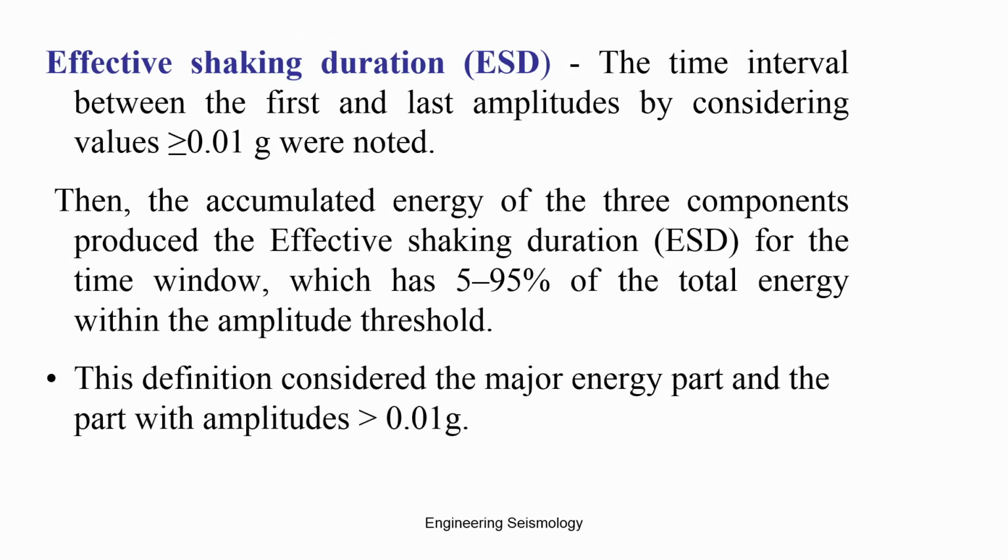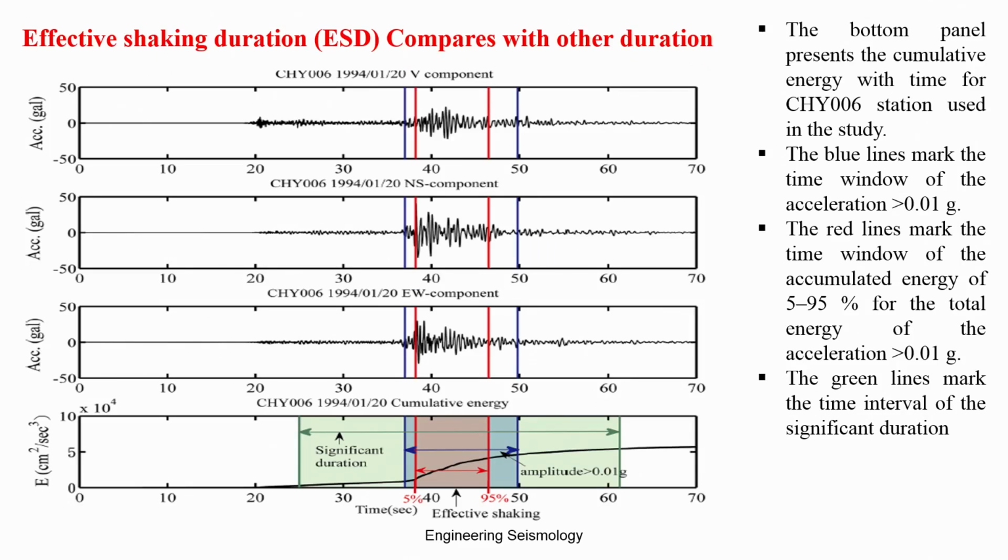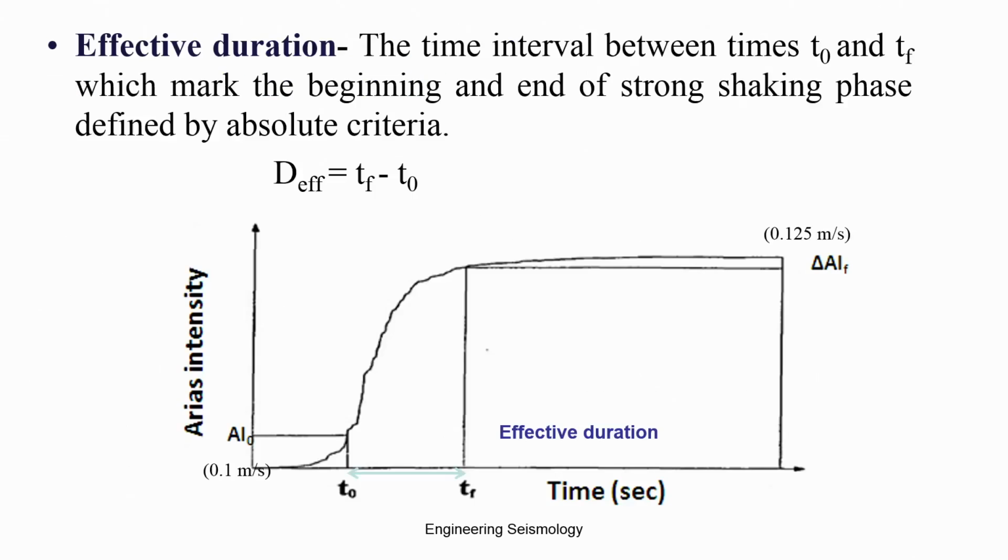The effective shaking duration is the time interval between the first and last amplitude considering the value of 0.01 g. Then the accumulated energy of the three components within the effective shaking duration, EDS, is for the time window that has 5 to 95% of the total energy within the amplitude threshold. This definition considers the major energy part of the amplitude 0.01 g. So, this effective shaking duration has recently been defined based on Japan earthquake data, where they tried to see that the significant and effective durations give different values, and again you get another value called the effective duration.